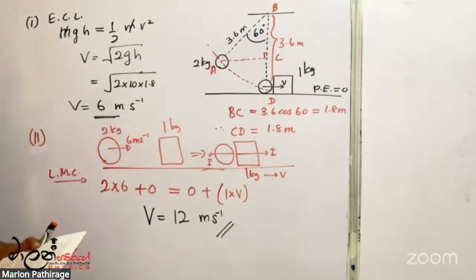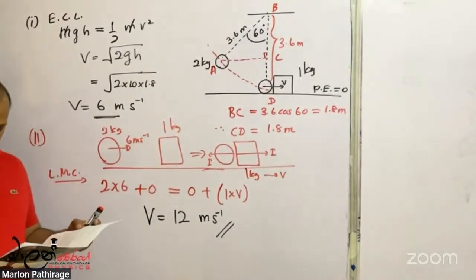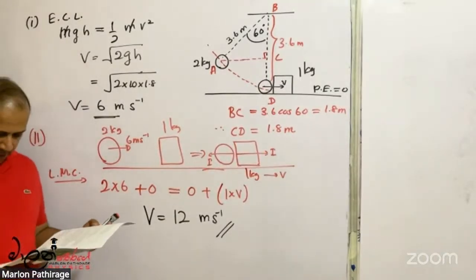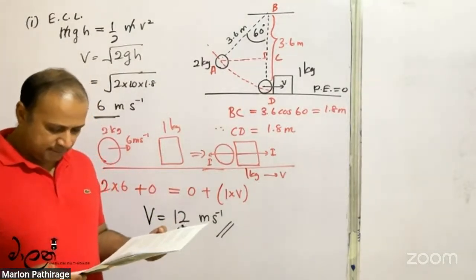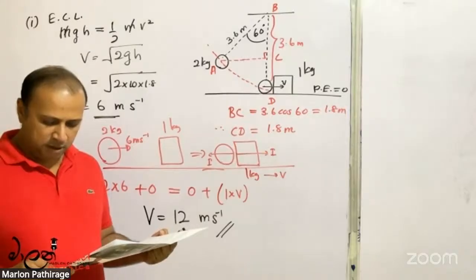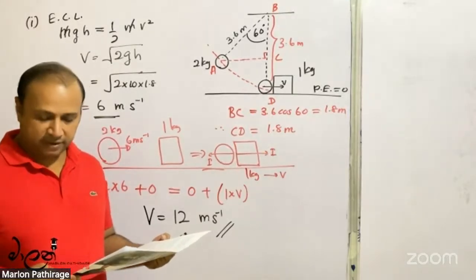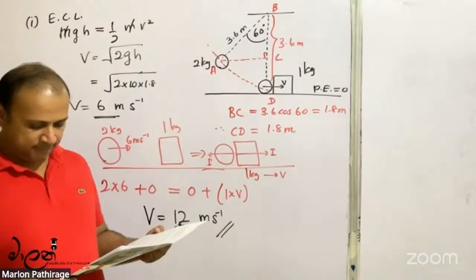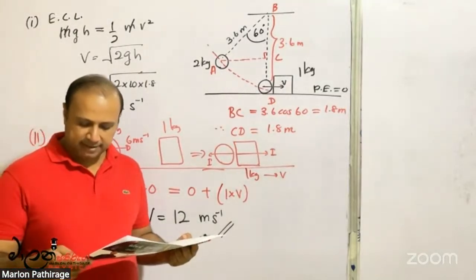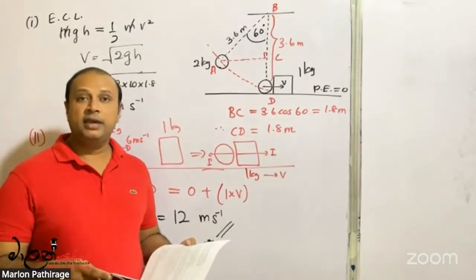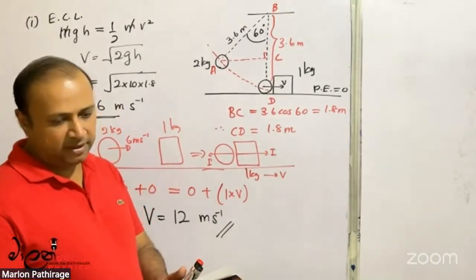And question number 3. If the 1 kg object travels 9 meters on the rough horizontal surface after the collision and comes to rest, what is the friction force exerted by the surface on the 1 kg object?